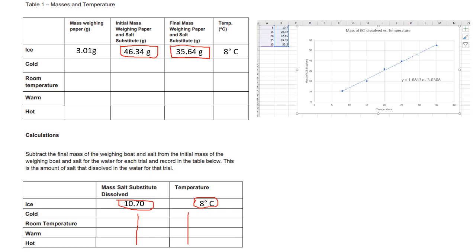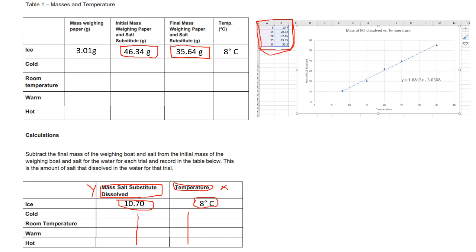And once you have that data, you should take it over and chart it using a spreadsheet like we've done in many of the other labs. Now, be aware for this one, the way this table is set up is mass of salt substitute dissolved and temperature. So if we wrote it into Excel just like this, mass of salt substitute would be on the x-axis and temperature would be on the y-axis. We do not want that. We want temperature on the x-axis and we want mass of salt substitute dissolved on the y-axis.